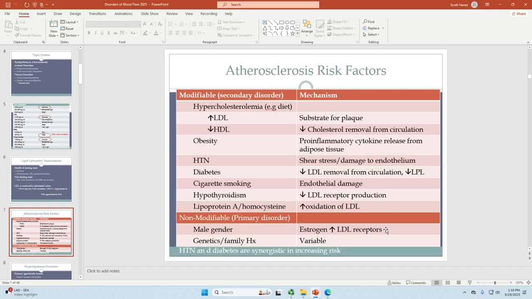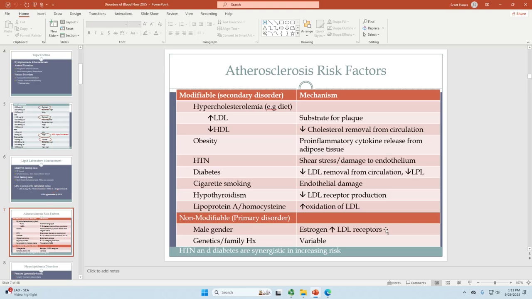So obviously, as we mentioned, LDL being one of the most important. We have elevated LDL concentrations for long periods of time, which can be related to genetics, but it also is highly related to diet. So that's bad. HDL being low, typically less than 60, is a risk factor. That decreases the cholesterol removal from the circulation and promotes it going into the arteries again.